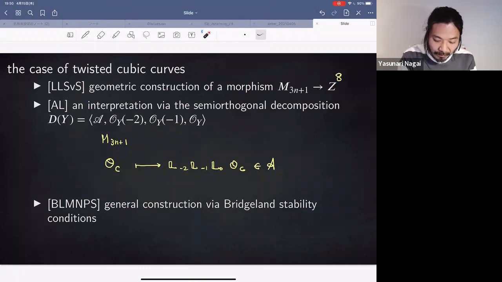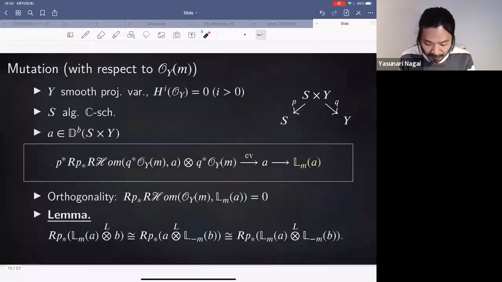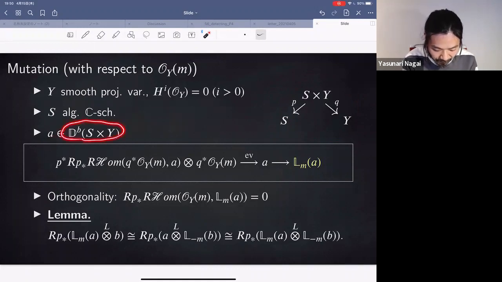So we want to imitate some of the features here. Let me summarize a little bit about the mutation business. We take a smooth projective variety whose higher cohomology of the structure sheaf vanishes, and take an algebraic C scheme S, and we have this product construction, and take an object from the bounded derived category.